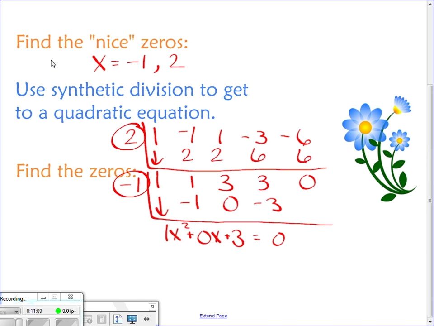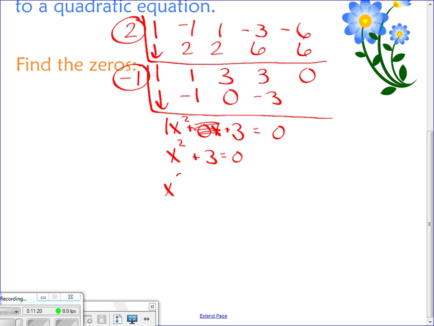All right, so look, we have no x term, right? So if I have x squared plus 3 equals 0, how would we solve? Good, get x squared by itself. So x squared equals -3. There it is, square root. So x equals i radical 3, don't forget, plus or minus. Now we have 4 answers. Good. So we have 2, -1, and plus or minus i radical 3.